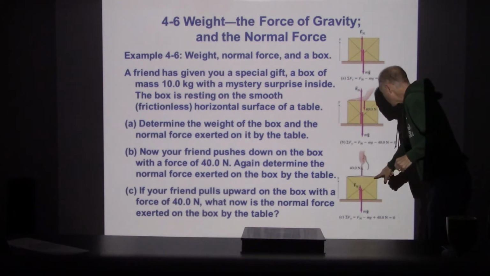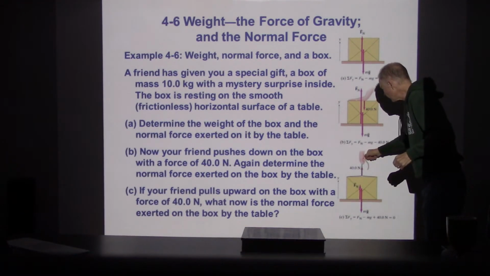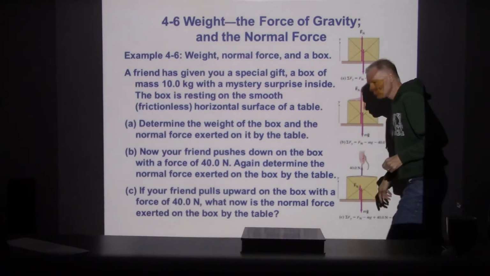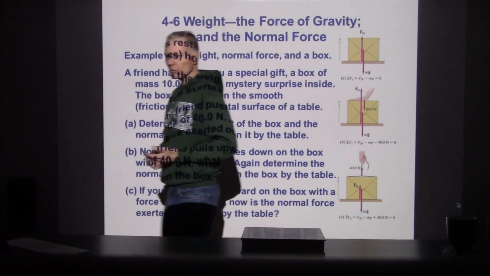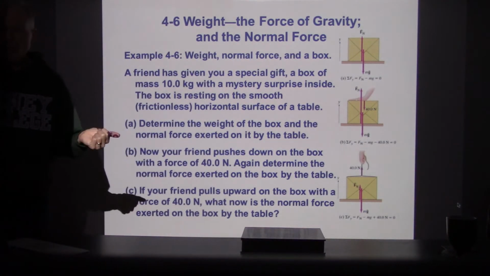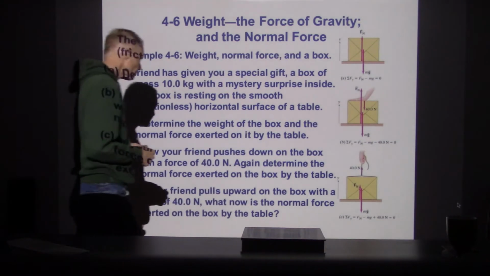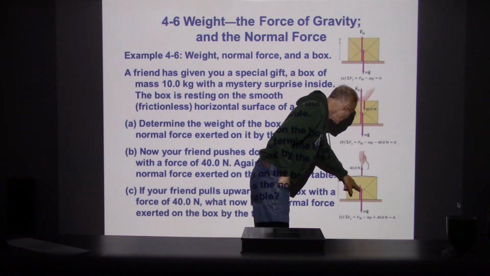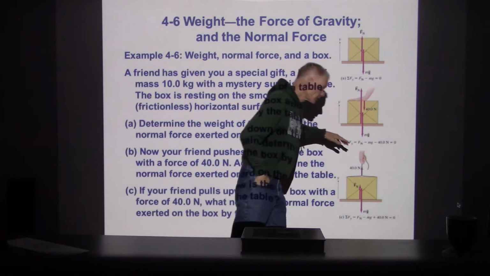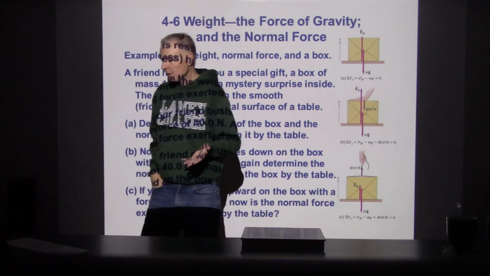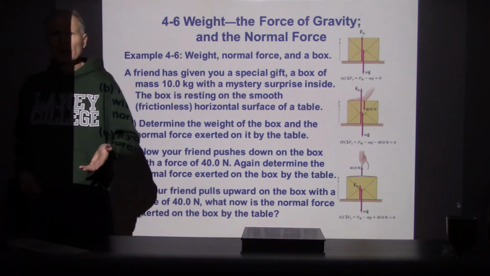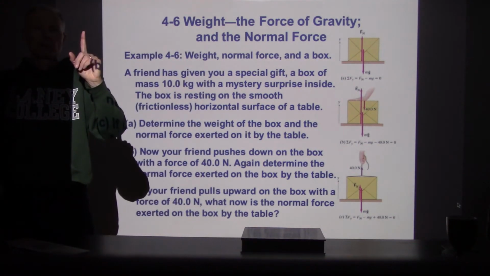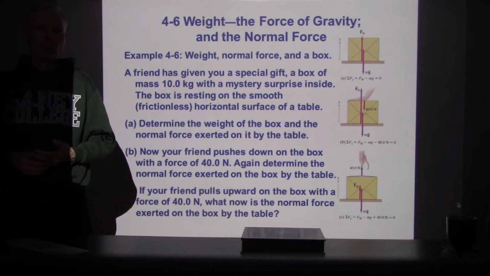And then here, if the tension is providing 40 newtons, then the normal force at the bottom doesn't have to provide as much. In that last picture, what happens if the gravitational force is 100, but the tension becomes 100? Well, if the tension becomes 100 or more than 100, then the box will lift off the table and begin to accelerate upwards.